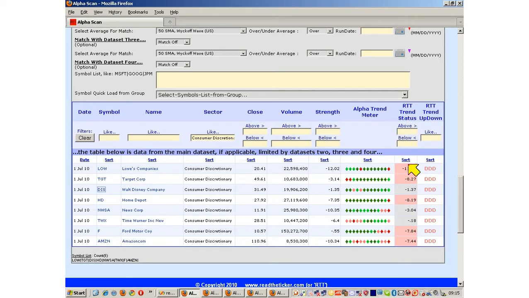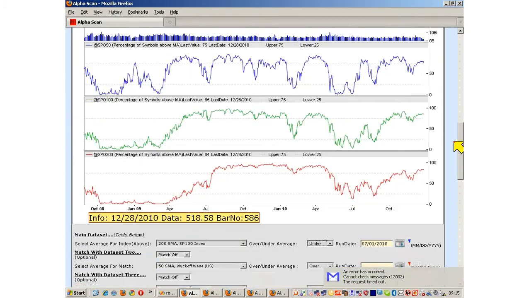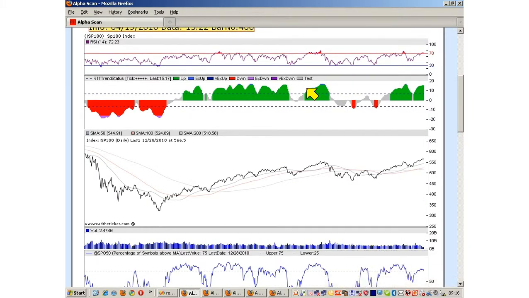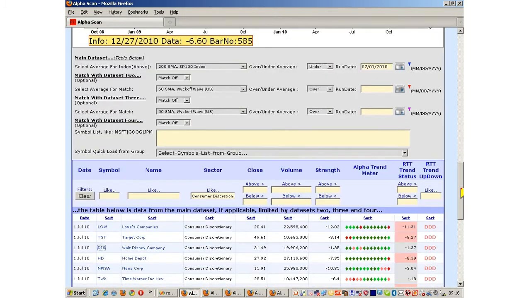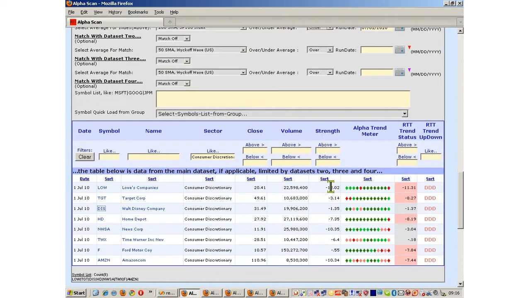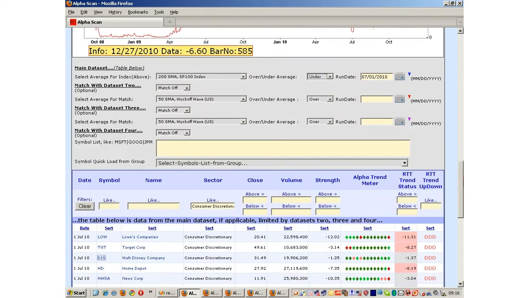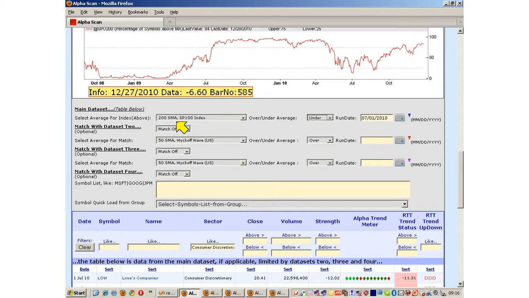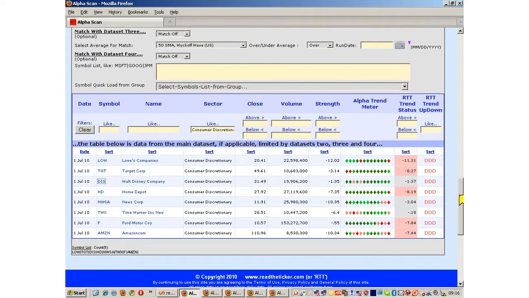In the alpha scanner, we also have a measurement of the trend status tool. That's this indicator up here per stock. We have a strength indicator, which is basically the measurement of price distance away from the selected moving average. So here it is. This low here. Low is negative 12% away from the 200 SMA.